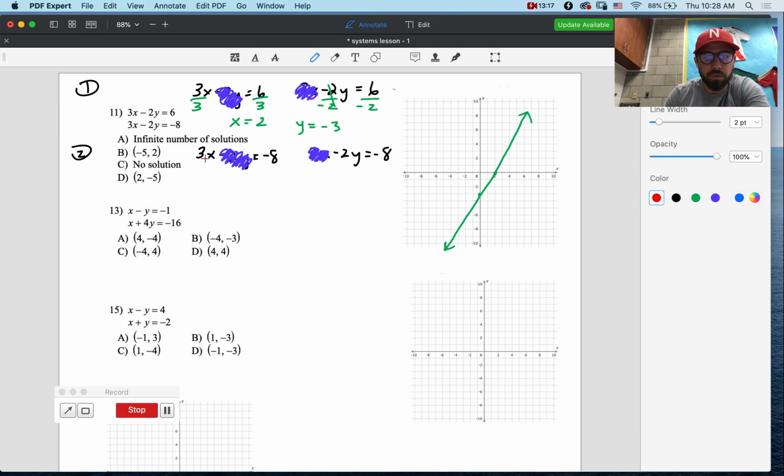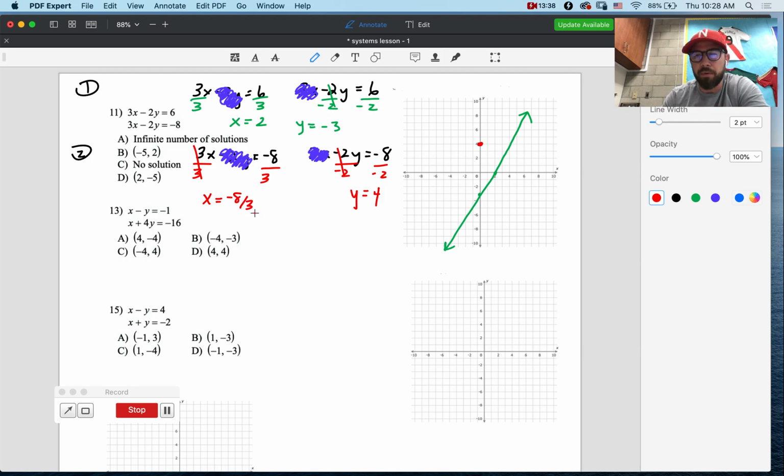Now down here, watch what happens. Divide by 3, x equals negative 8 over 3. Okay, I'm going to hold on to that for a second. Divide by negative 2, y equals 4. So I like that one. y equals 4. Okay, looking good.